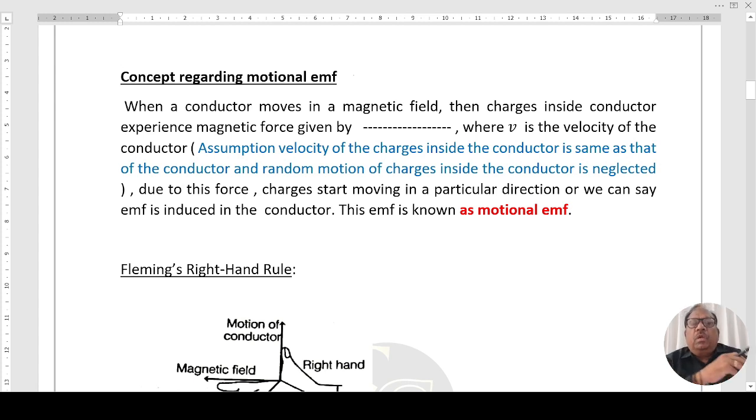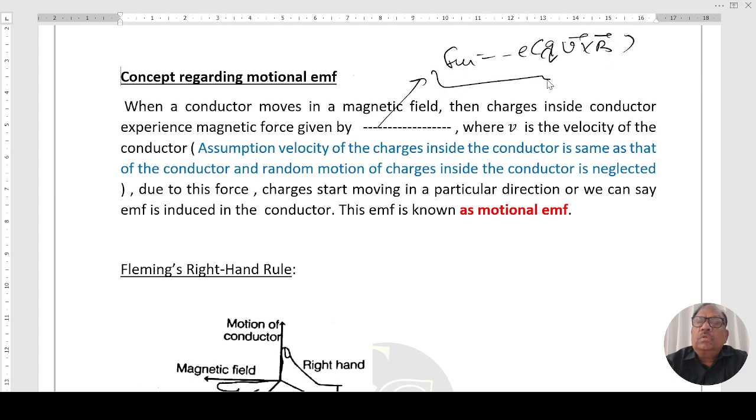Concept regarding motional EMF. When a conductor moves in a magnetic field, then charges inside the conductor experience a magnetic force given by F_m = -e(v × B). V cross B means when a charged particle enters a magnetic field, it experiences a force. That force is given by this expression.